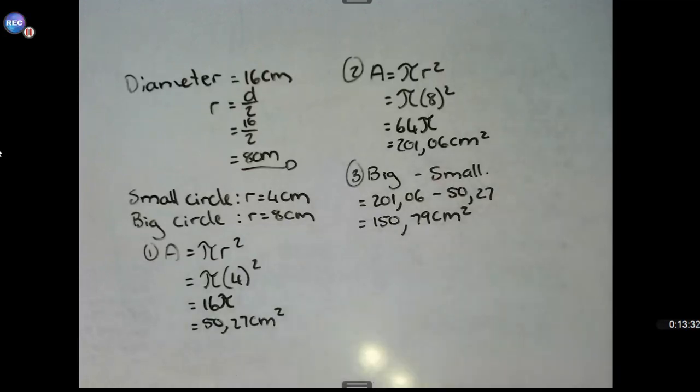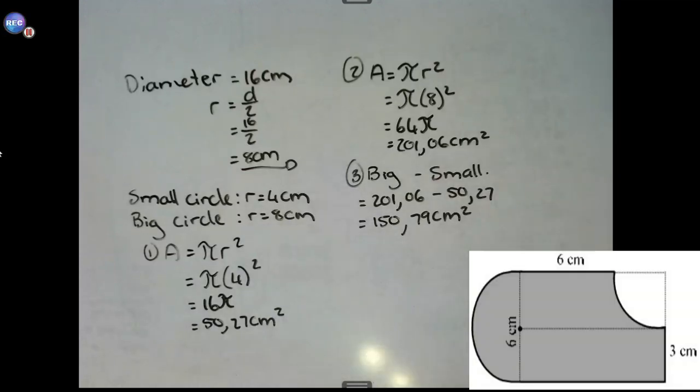Our next shape is a bit of a tricky one that we've got at the bottom right. The next shape has a semicircle, a quarter circle, as well as a rectangle in this, as you can see at the bottom right of the screen.